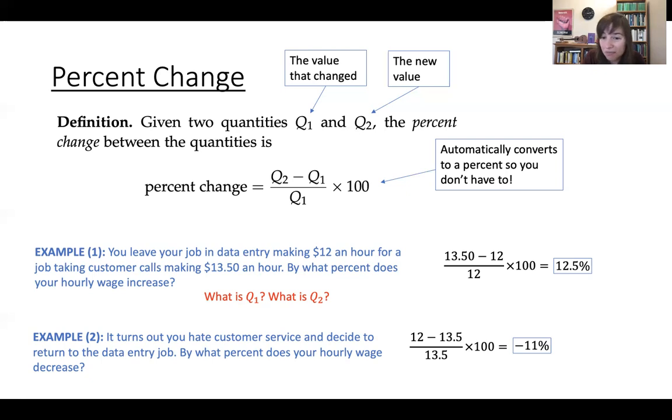And that's because in this first scenario, when you're going from $12 an hour to $13.50 an hour, that $1.50 difference is a bigger portion of 12 than it is of 13.50. Now you're losing $1.50 an hour, but that $1.50 is a smaller portion of 13.5. So that's why these 2 percent changes are different, even though the dollar amount in change is the same. It's just because $1.50 is a bigger part of 12 than it is of 13.5.